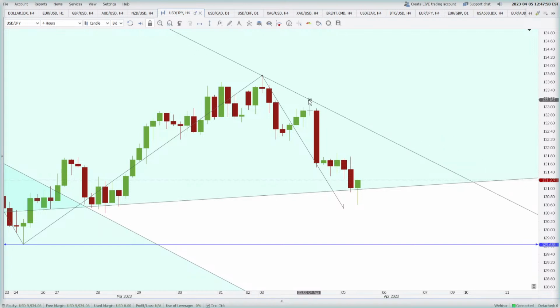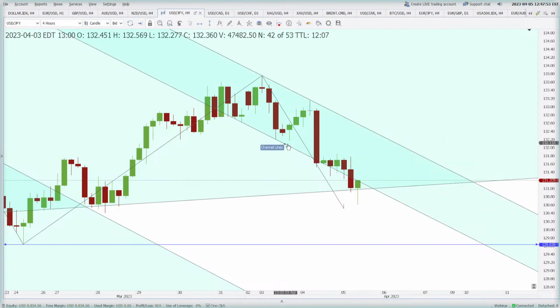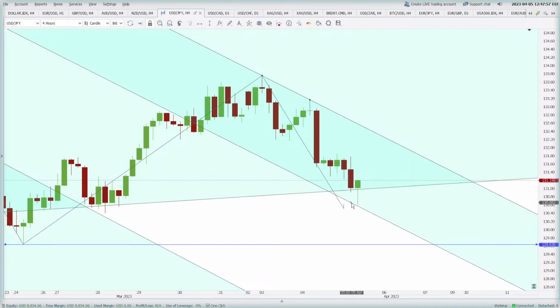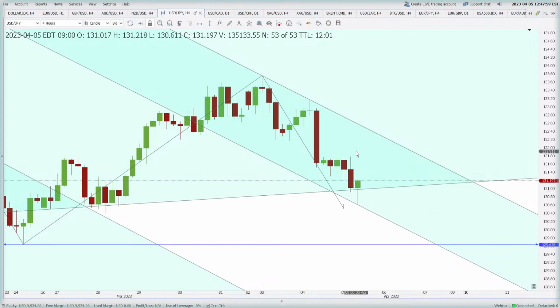Why don't you do like this? But if you do like this, the price has already come down, so no. So why don't you include this like this? Okay. And also notice that this current 4-hourly candle is a strong bullish pin bar, and this bullish pin bar is going to close in the next 11 minutes or so.